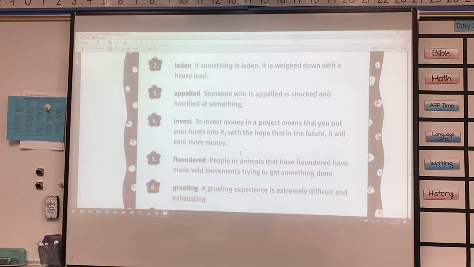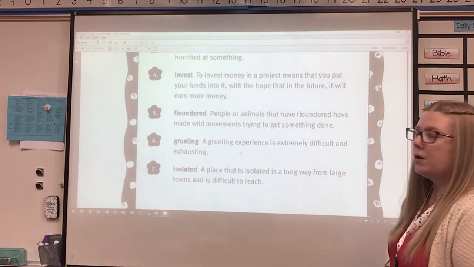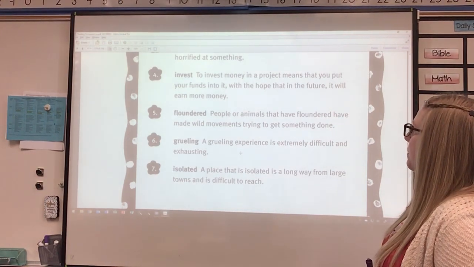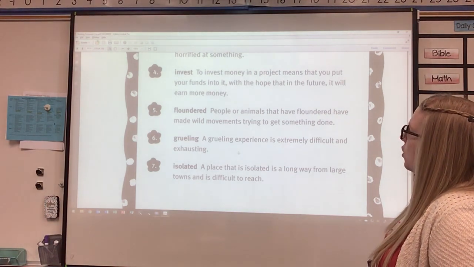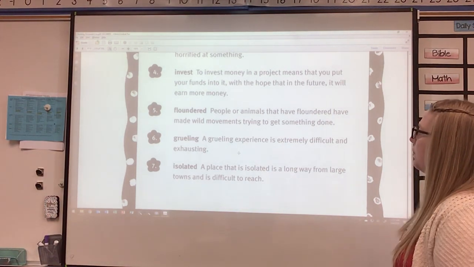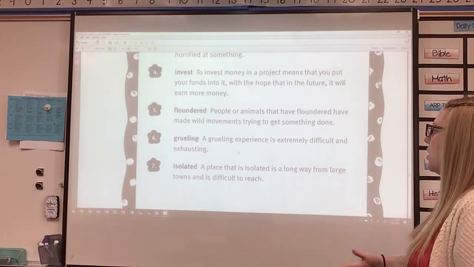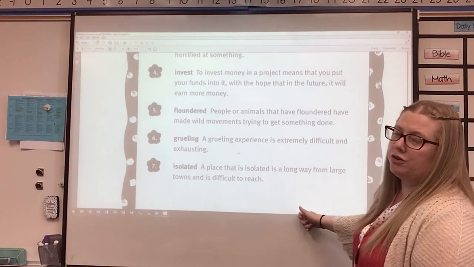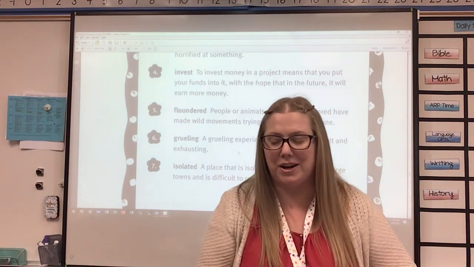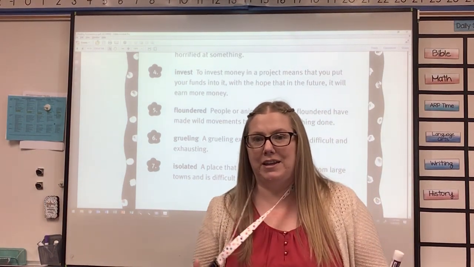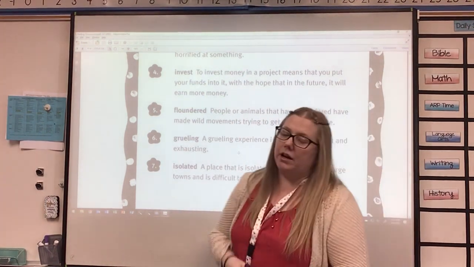Invest: to invest money in a project means that you put your funds into it with the hope that in the future it will earn more money. Floundered: people or animals that have floundered have made wild movements trying to get something done. Grueling: a grueling experience is extremely difficult and exhausting. And isolated: a place that is isolated is a long way from large towns and is difficult to reach. Definitely true of the Klondike, especially where Kate was going, especially at the time Kate was going. It's a lot easier to travel around Alaska these days than it was during Kate's time. So, those are your spelling and vocabulary words.